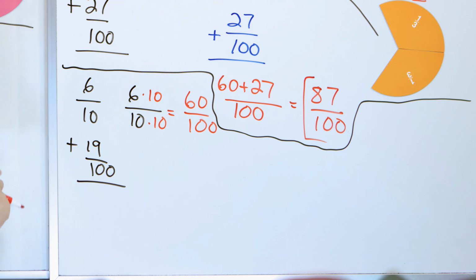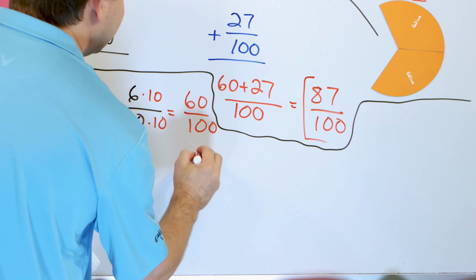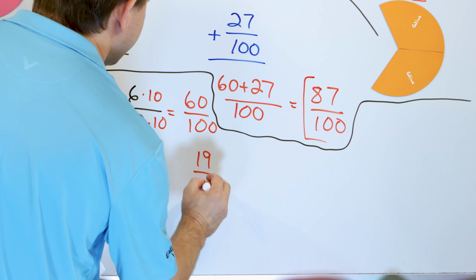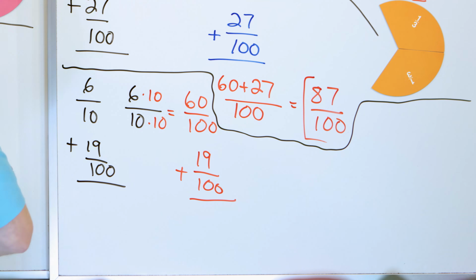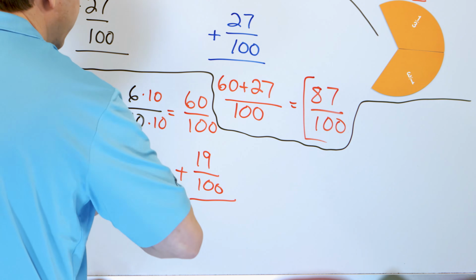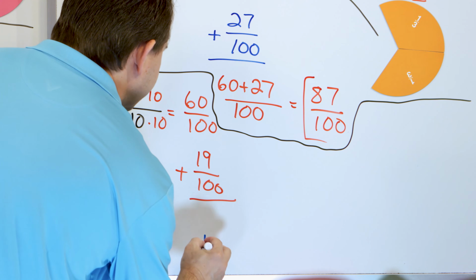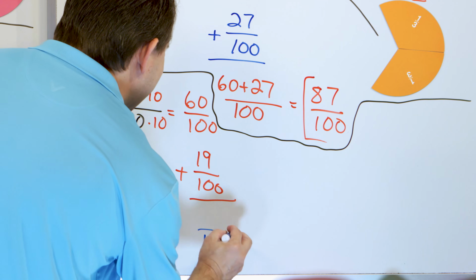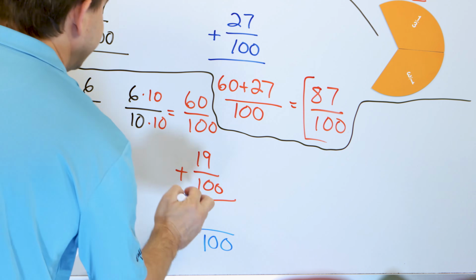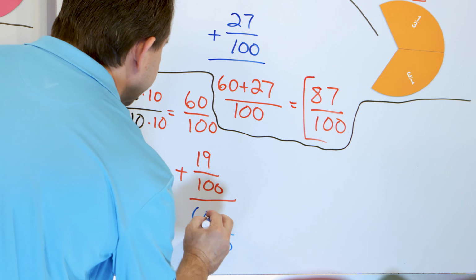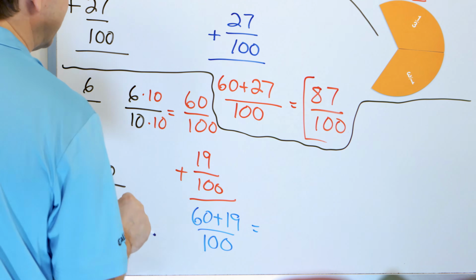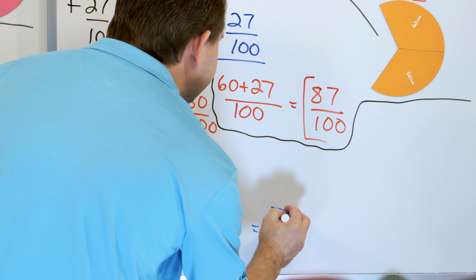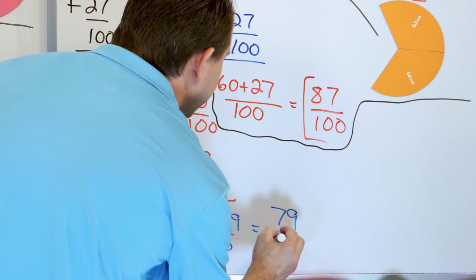So this is my new fraction. Now I'm adding to it 19/100. And then I ask myself, okay, do I have a common denominator? Yes, I do. The common denominator is 100. So in my final answer, the denominator is definitely going to have 100 in it. 60 plus 19 goes in the numerator. 60 plus 19. And when you go off to the side and add 60 plus 19, you'll see that comes out to 79 and 100 on the bottom.